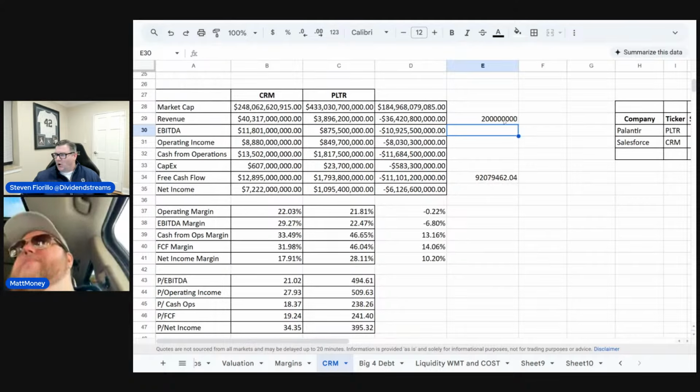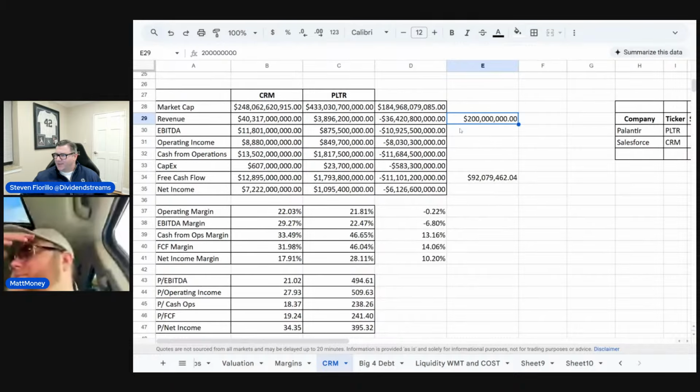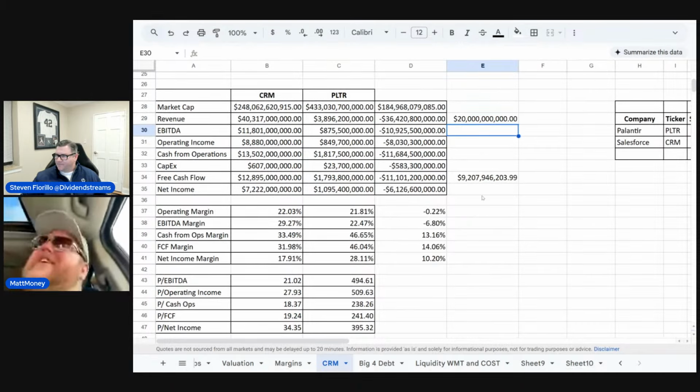At the current margins... Steven, you can't use the current margins, because we just talked about the current free cash flow margin. The current free cash flow margin is 46%. So if you want me to increase it to 55%, I'm happy to. Would you like me to?